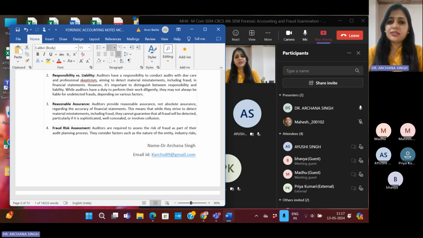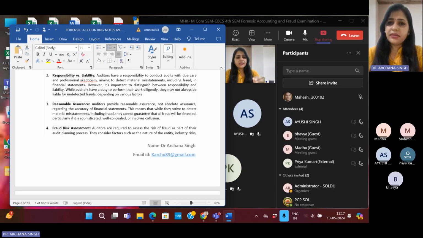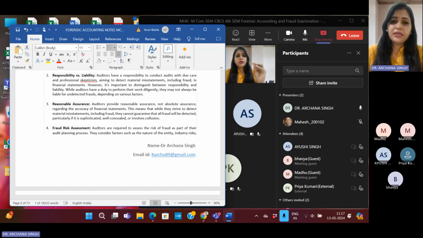Then fraud risk assessment. Fraud risk assessment means auditors are required to assess the risk of fraud. Means as a part of their audit planning process, they have to assess the risk related to a particular fraud that they have identified or will identify. So accordingly, what is the risk behind that fraud?